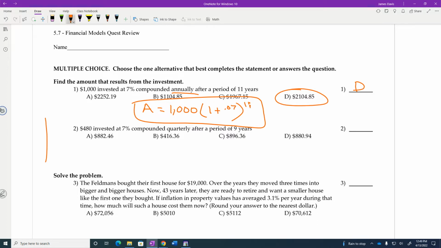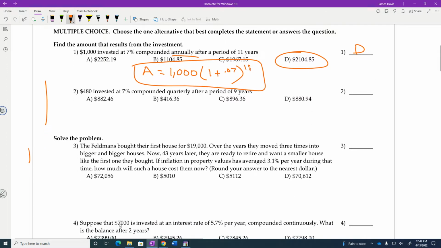All right, next one. If you invest $480 at 7% compounded quarterly after a period of 9 years, it's going to be the same setup. A equals 480 times 1 plus our rate, 7%, so 0.07. This is quarterly, so over 4, to the n times t, so it's going to be 4 times 9, just 36. We'll then need to plug that in.